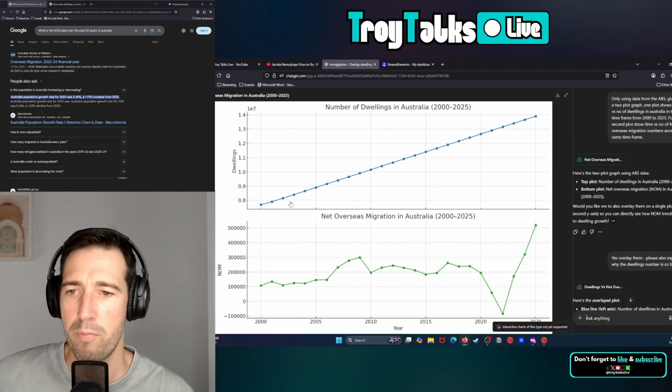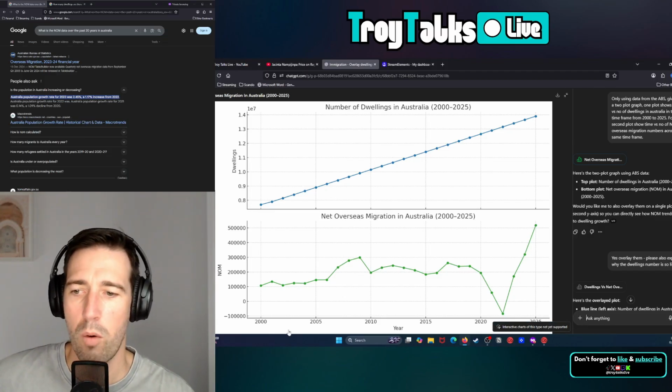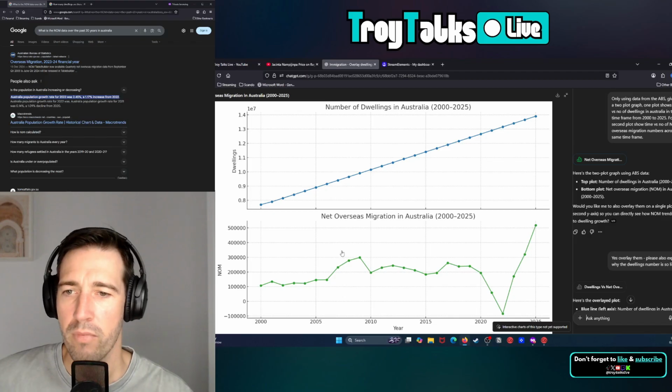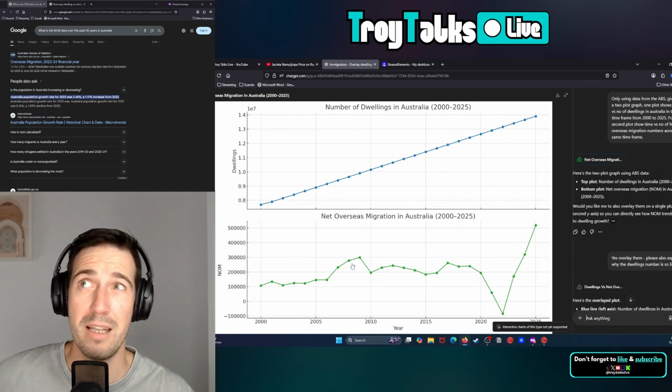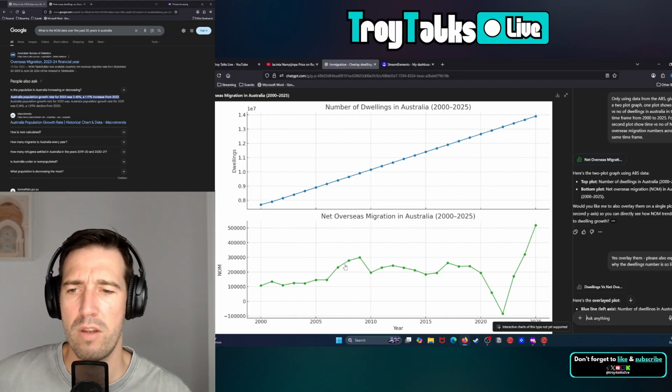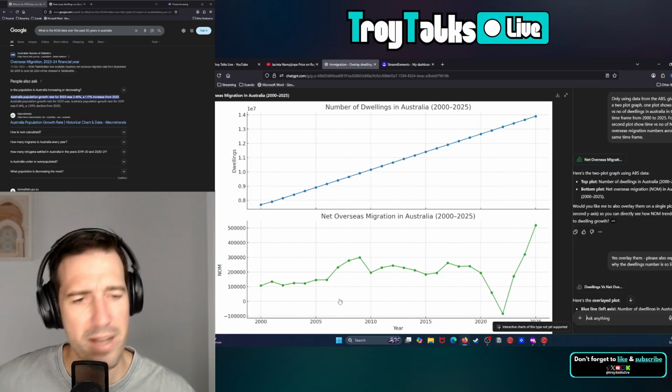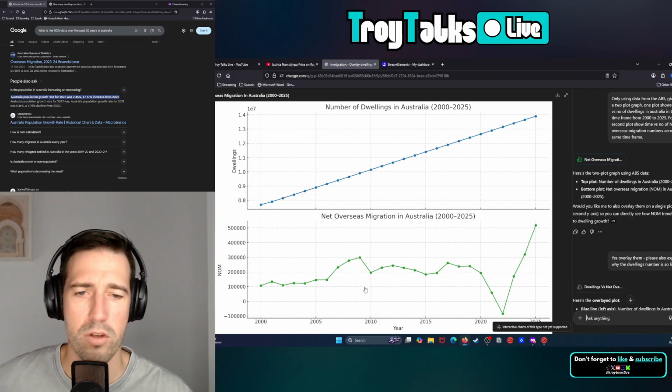So as the years go on from the year 2000 to 2025, the dwellings look pretty linear, right? And then the net overseas migration, you can see it go up and down. This is COVID. This is the GFC here. Big drop here, big drop here. And this ramping up here is what I believe was during the Howard government, when they started to bring in some new policies around skilled migration and foreign investing, I think. So I think that's what's been going on there.